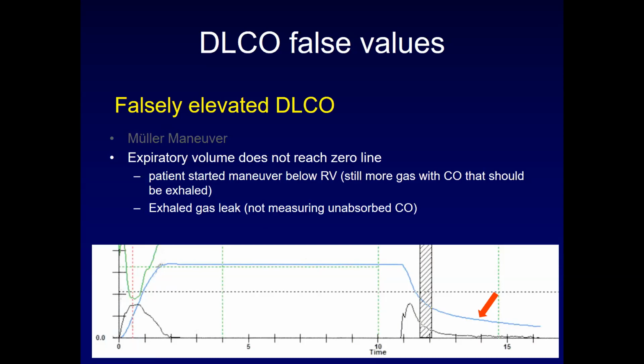The other thing that can do this is an exhaled gas leak. So if the mask doesn't seal against the patient's face when you're doing this, or the mouthpiece doesn't seal against the patient's mouth and you have a leak, that means you will not be exhaling carbon monoxide into the system to have it checked, and that will lead to a falsely elevated diffusion capacity.